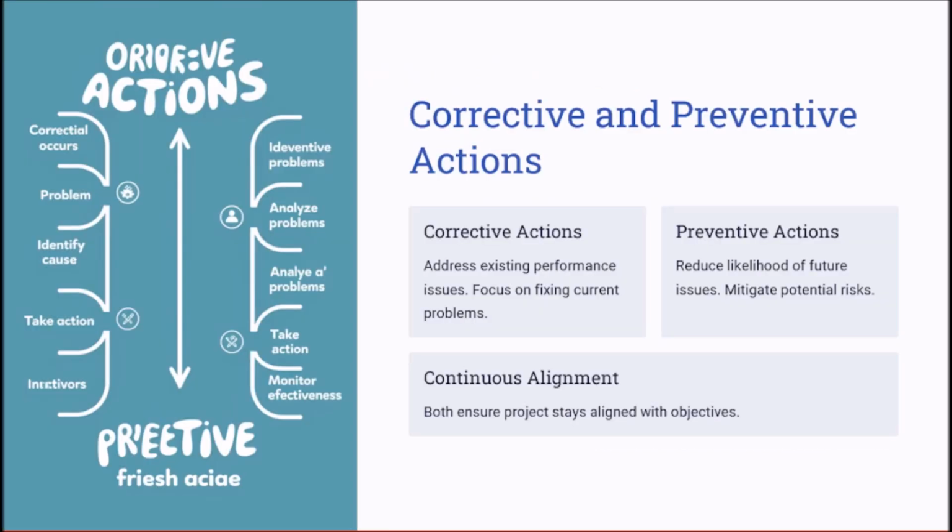Talking about corrective and preventive action again. Corrective action focuses on fixing current issues, while preventive actions help mitigate future risks. A proactive approach to both ensures that the project stays aligned with the objectives.